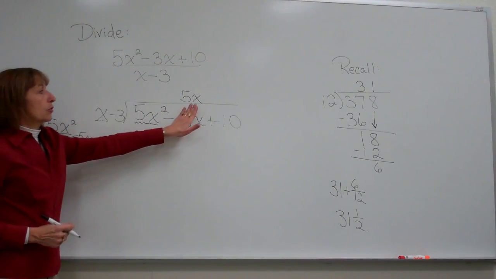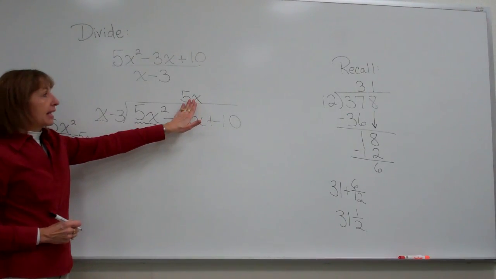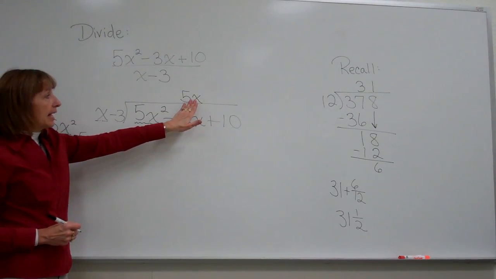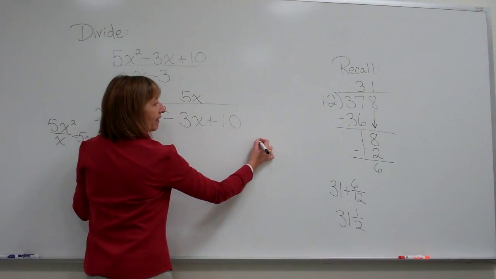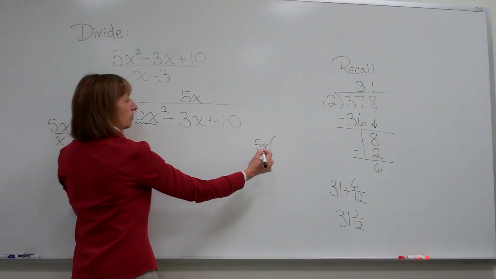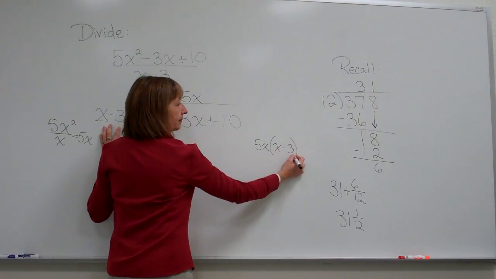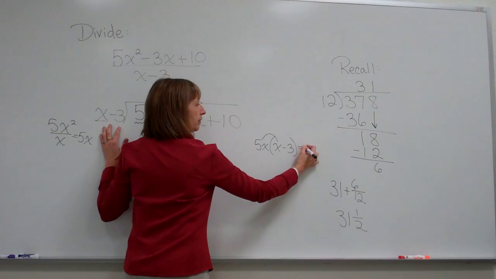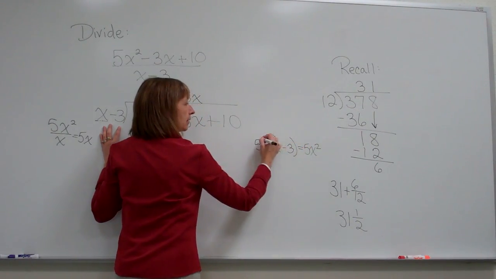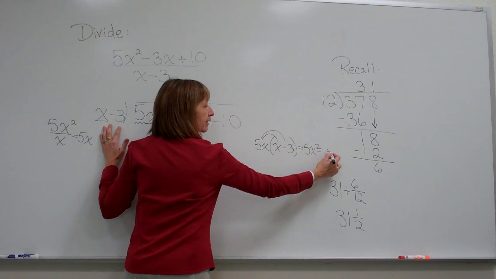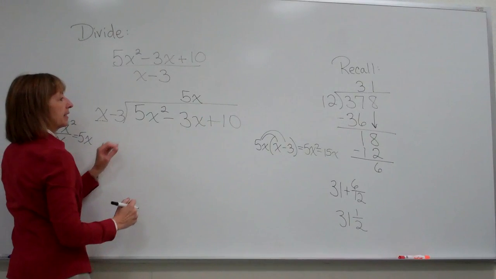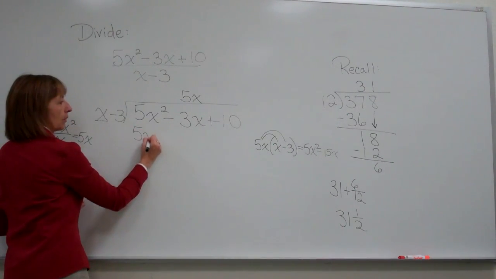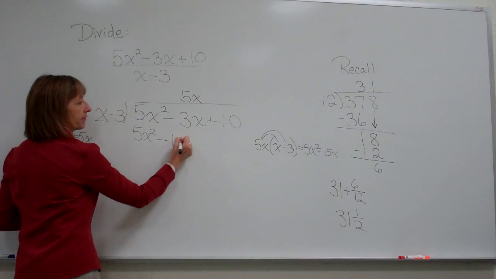Now, once we put the first term in our quotient and we're ready to carry out the next stage of the division process, we take that first term of our quotient and multiply it through our entire divisor. So when I take this 5x and multiply it through the x minus 3, I get 5x squared minus 15x. So I'm going to write that underneath my dividend, my 5x squared minus 15x.